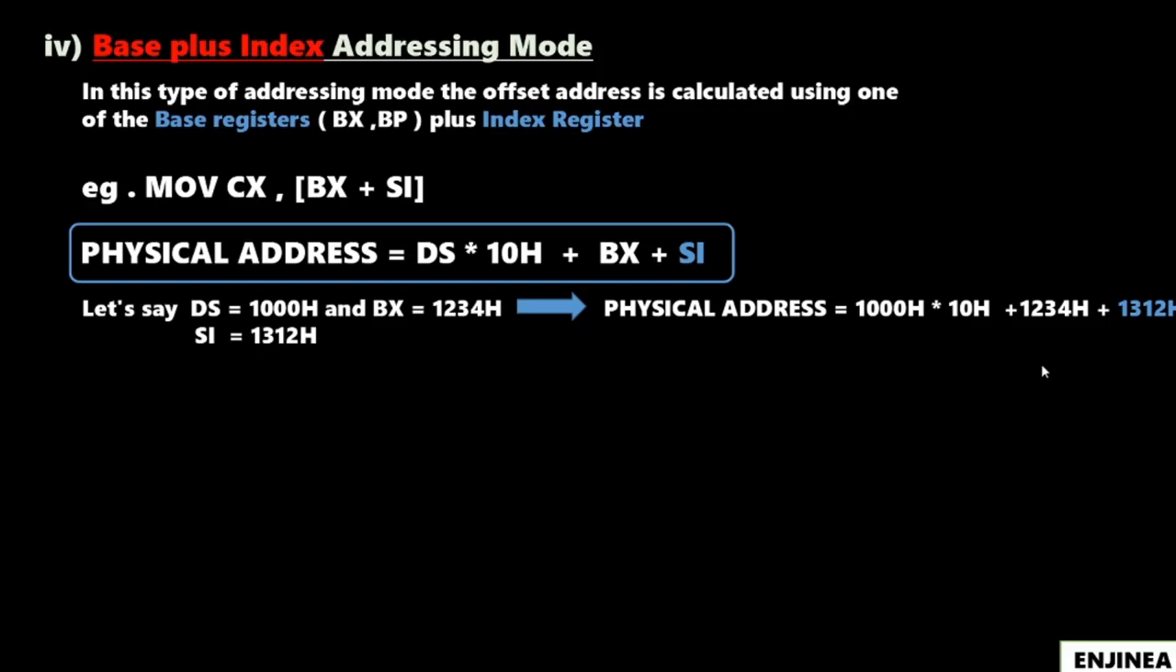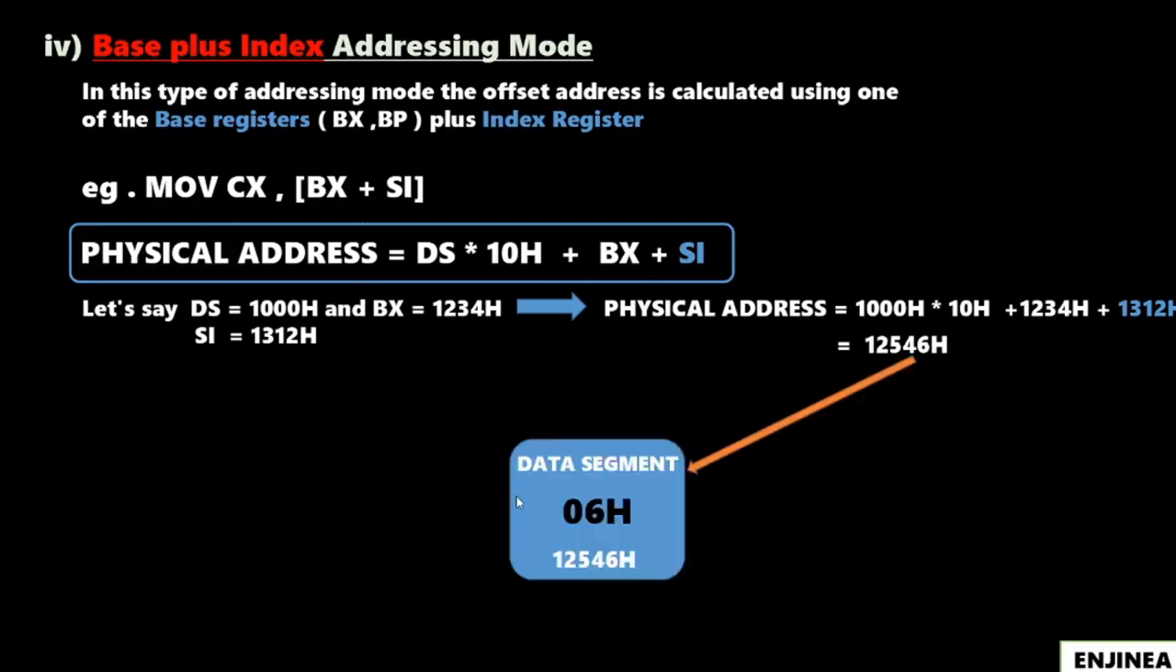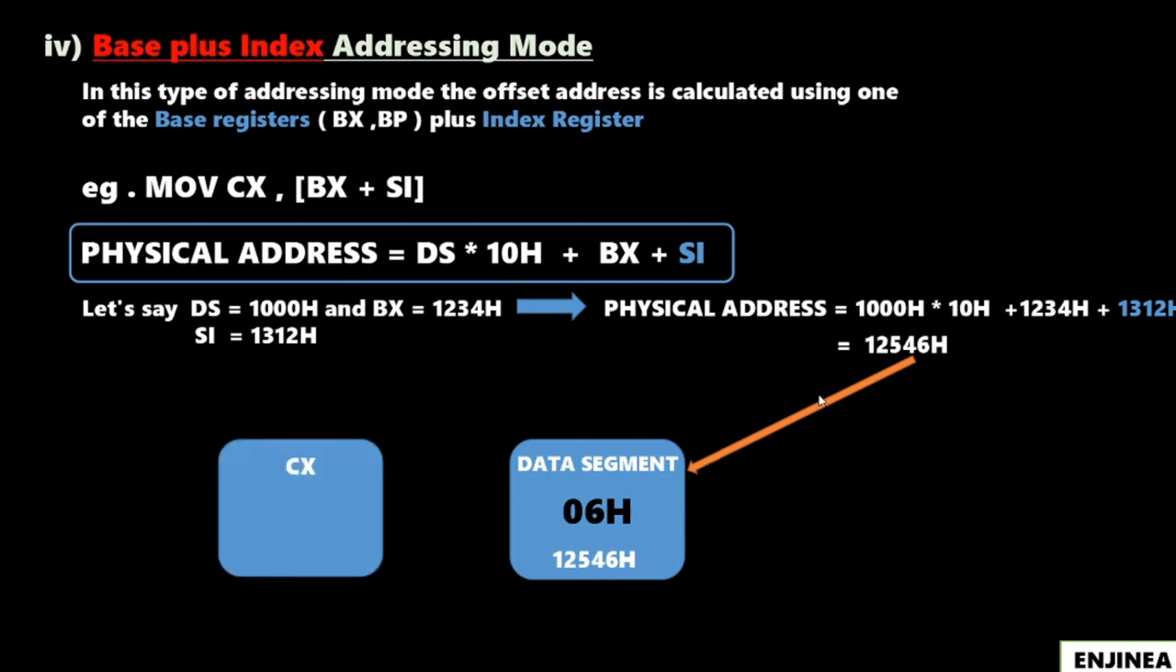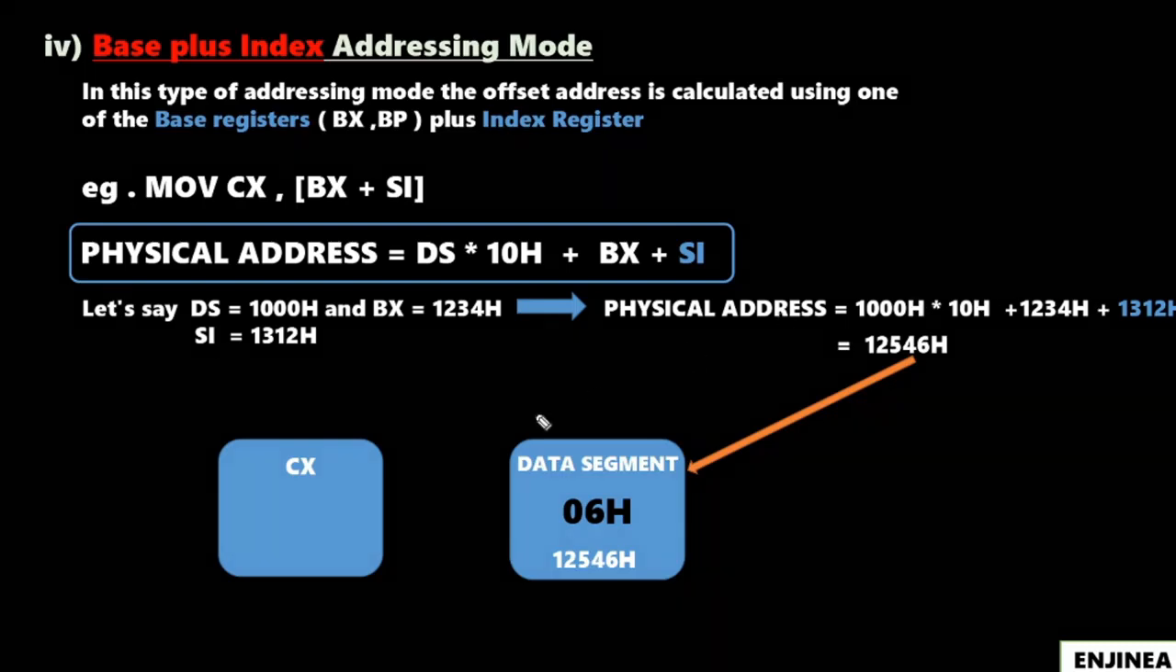So the physical address comes as 12546H. Now what this instruction does is, suppose our data segment has a value 06H inside this location. So what this instruction will do is store the value which is 06H inside our CX register. So CX register will now have the value 06H.